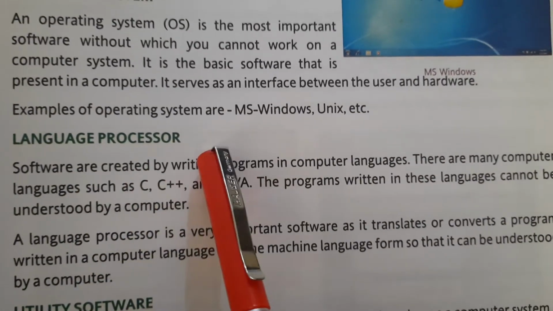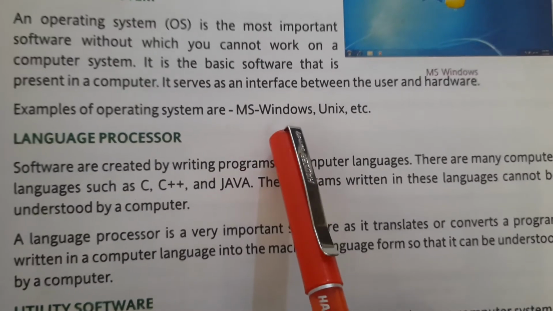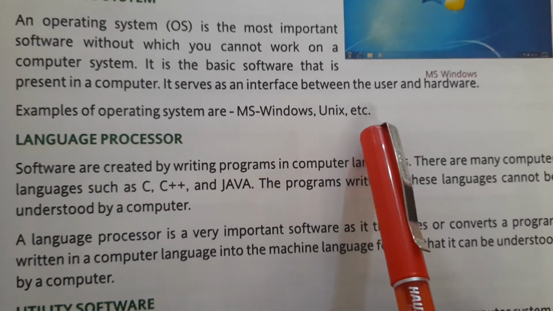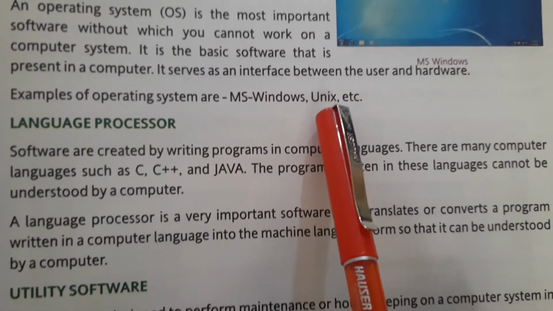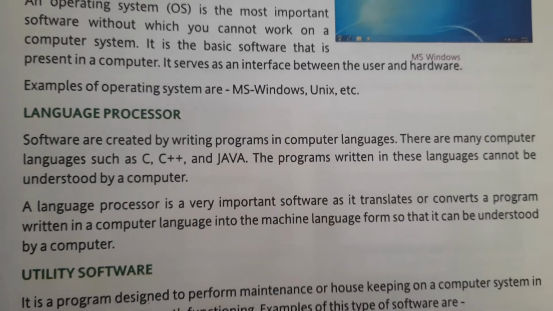Now, examples of operating systems are MS Windows, Unix, etc. These are a few examples of operating systems.